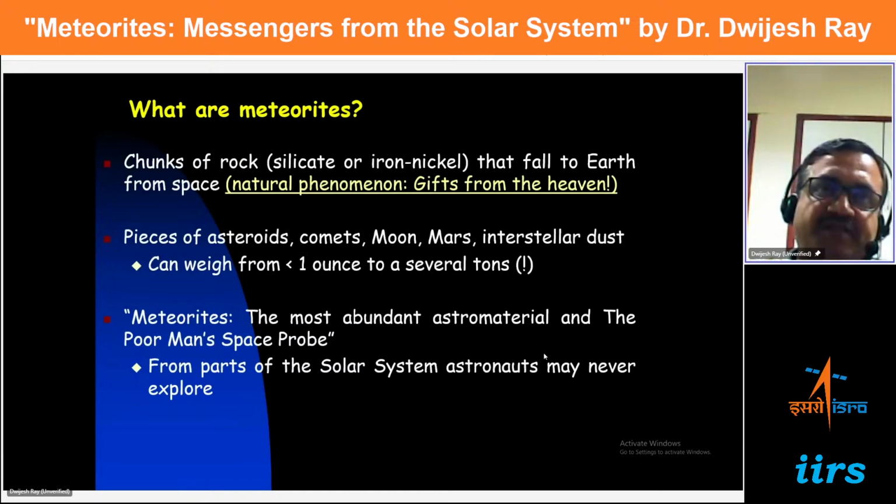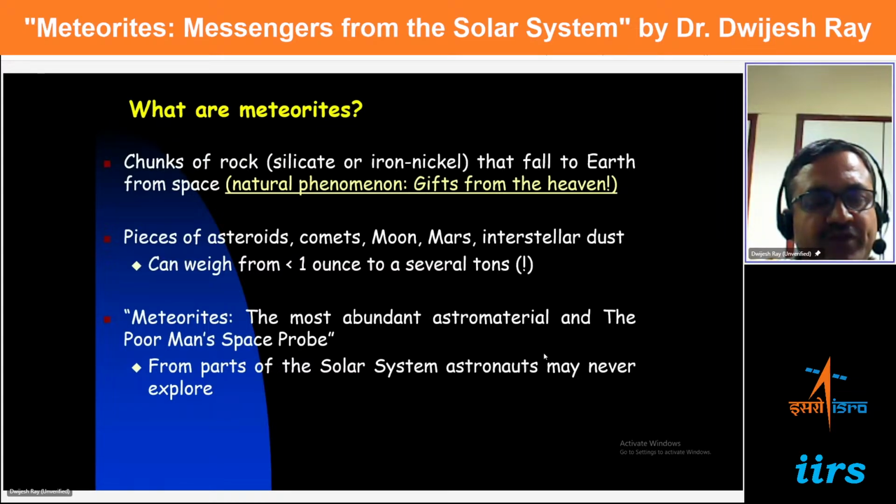Meteorites basically represent a piece or chunk of rock. It is mostly made up of silicate. Silicate is mostly silica and oxygen forming a tetrahedron, and there is some iron-nickel alloy. So either it will be fully made up of iron-nickel alloy, or a combination of silicate and iron-nickel alloy, or mostly silicate. These three alternatives are possible. I'll be discussing more in the later slides on classification.